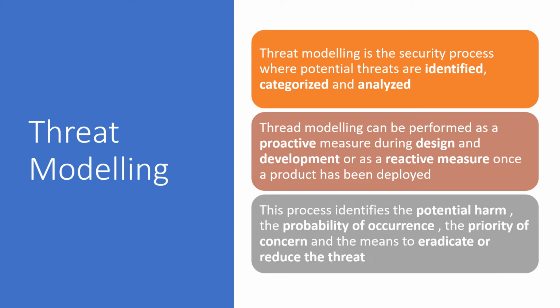Now the next thing is threat modeling. So basically, what is threat modeling? Threat modeling is just a security process where potential threats are identified, categorized, and analyzed. This threat modeling can be performed as a proactive measure during the design and development, or as a reactive measure once the product has been deployed. This process identifies the potential harm, the probability of occurrence, the priority of concern, and the means to eradicate or reduce the threat.